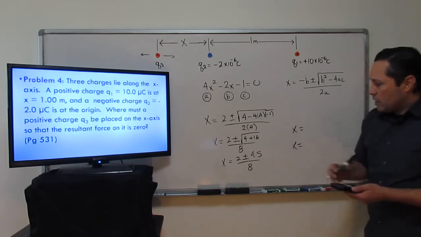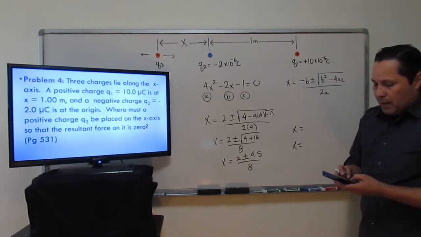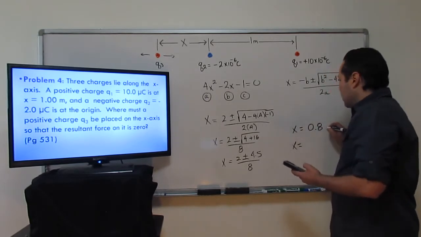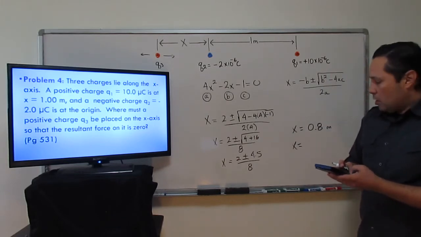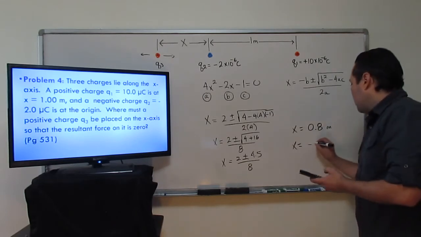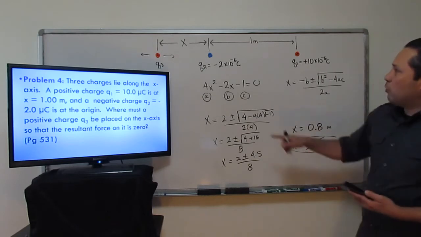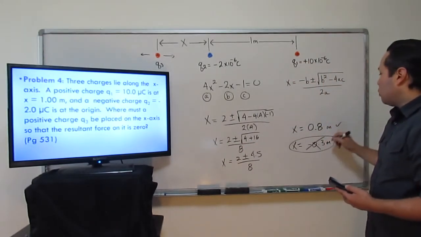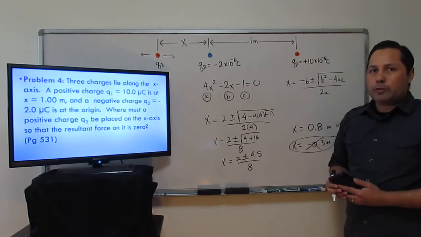For x, let's add first: 2 plus 4.5 divided by 8 gives us an answer of 0.8 meters. And if we subtract, 2 minus 4.5 divided by 8 will give us negative 0.3 meters, which is not correct. It's not negative. It is 0.8. That's our distance, so that is our answer. It is 0.8 meters to the left of the origin. So that's the answer for problem 4.